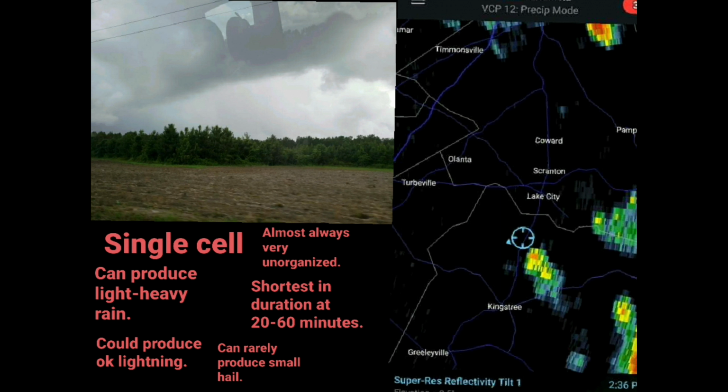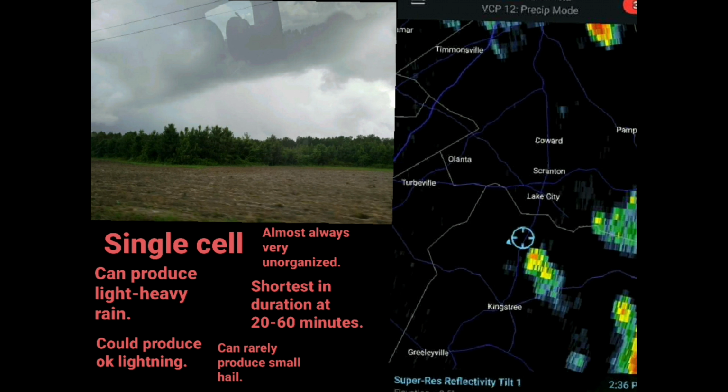These storms can produce light to heavy rain, could produce okay lightning, and are also always very unorganized in most scenarios. They are the shortest in duration, at 20 to 60 minutes at tops, and can rarely produce small hail as well.